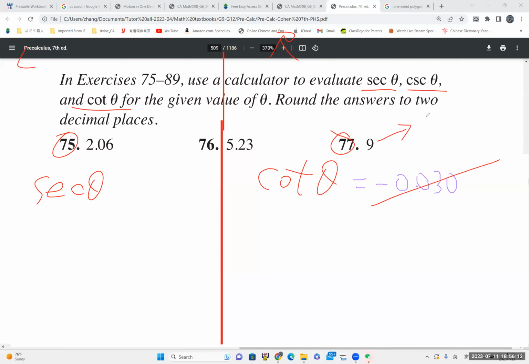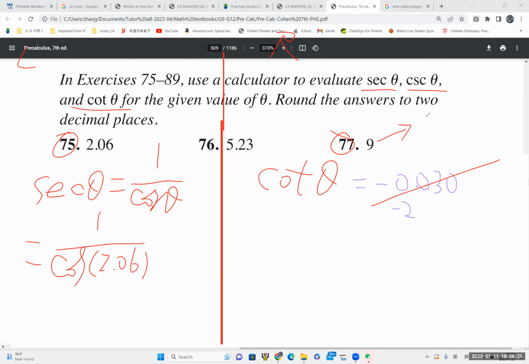Okay, secant theta is equal to 1 over cosine theta. Now the theta is 2.06, right? I thought you used your calculator inverse to get it. This time, yeah, it's correct. I accidentally typed in an extra number.